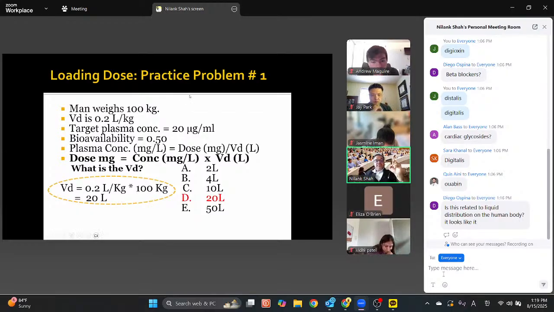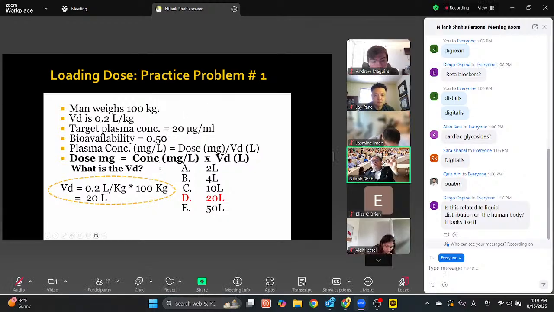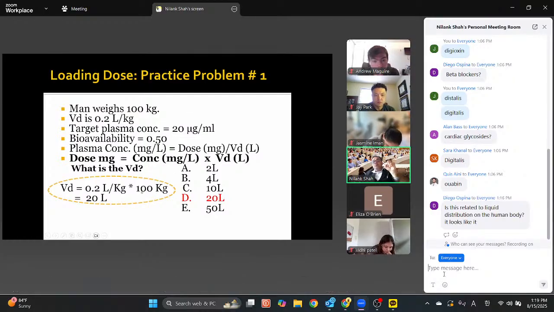So in this case, you have to find out VD, and in this case, you don't have to use the formula, because the man's weight is 100 kilogram. That's the reason why I'm telling you to put all the steps. So the weight of the man is 100 kilogram, and I already gave you the VD in the stem here, which is 0.2 liter per kilogram. So it's a very simple calculation.